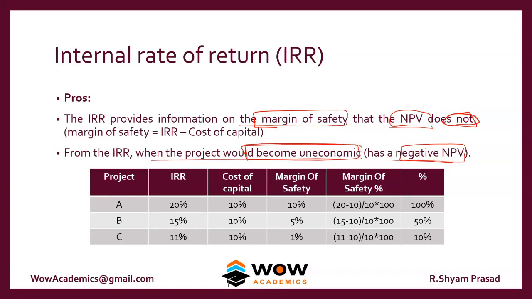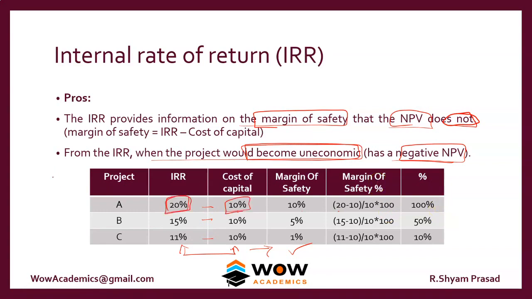For example, a company wants to invest in 3 projects, A, B, C. IRR is 20, 15, 11. Cost of capital is 10 for all the three. Margin of safety is the difference between these two numbers. So you just deduct them and you get this number. We can also find out the margin of safety in percentage: take the IRR minus the cost of capital, divided by the cost of capital, into 100. So that's a percentage.